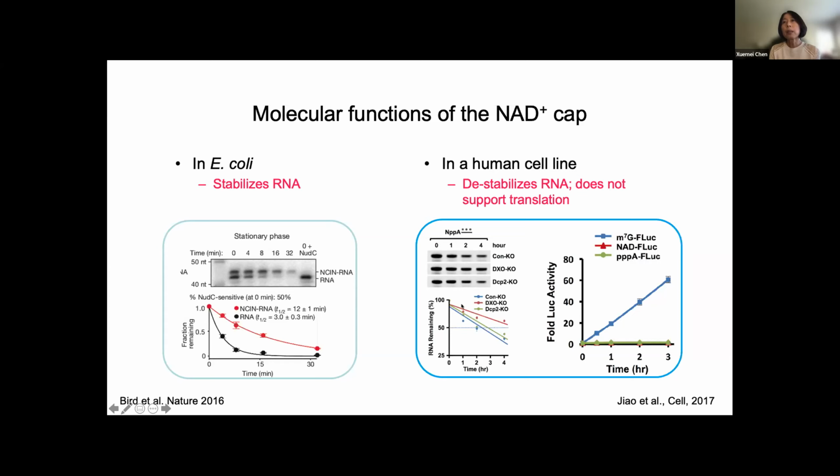So basically, results in this human cell line and in Arabidopsis protoplasts are in agreement. NAD RNAs are destabilized by DXO. In this experiment, they also transfected the cell line with an NAD luciferase RNA, and they were unable to see any luciferase protein being made. So the conclusion was that the NAD cap does not support translation.